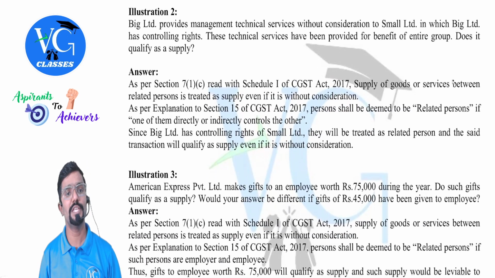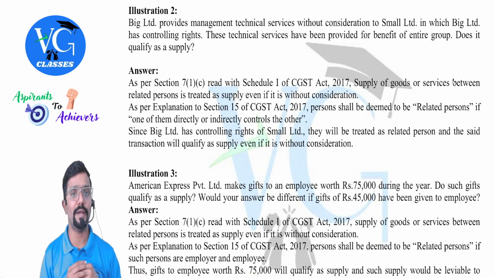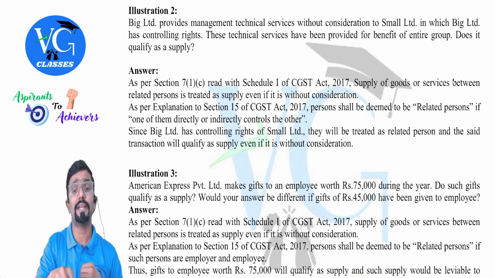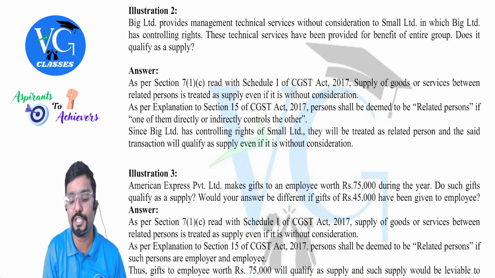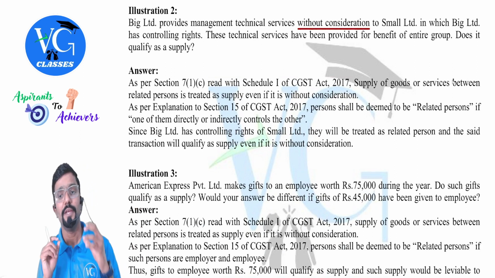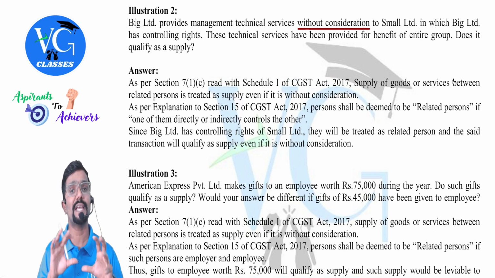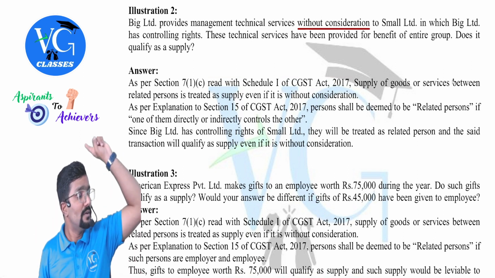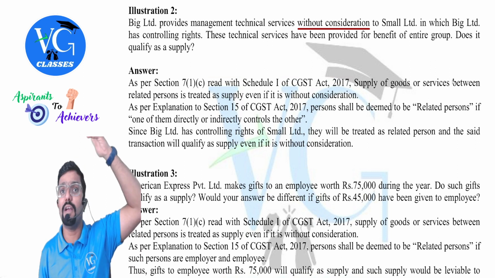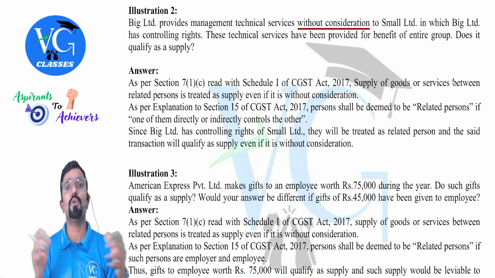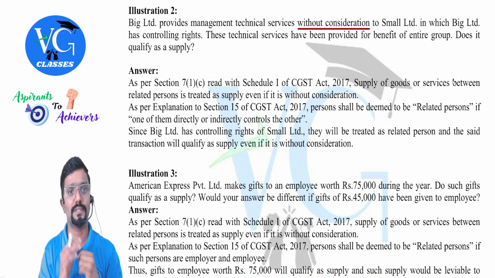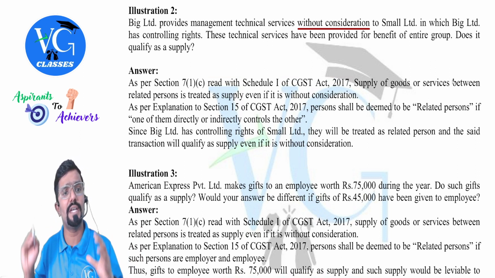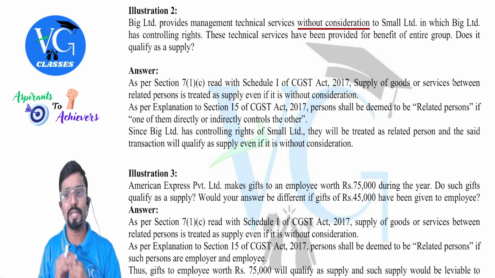Then coming to illustration 2. Big Limited provides management technical services without consideration. Observe the keyword, guys. To Small Limited, in which Big Limited has controlling rights. Can I call them related? One controlling the other. A controlling B, B controlling C, all that we saw, no? Yes. Big is controlling Small. Are they both related? Yes. These technical services have been provided for the benefit of the entire group and it is without consideration.